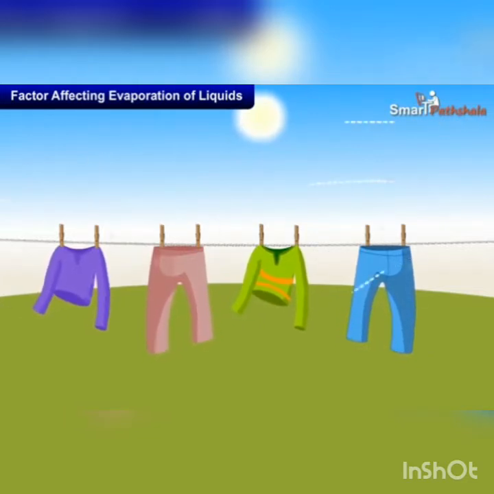This is why, when wet clothes are spread, the air near them gets saturated with water vapor, so evaporation becomes slower. But with an increase in the speed of wind, the moist air is replaced by dry wind. As a result, the evaporation is faster in dry wind or high-speed wind.